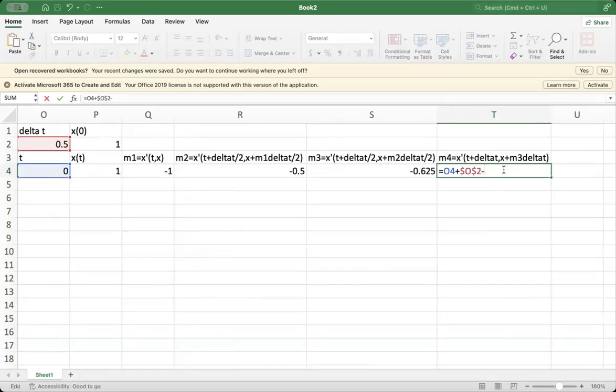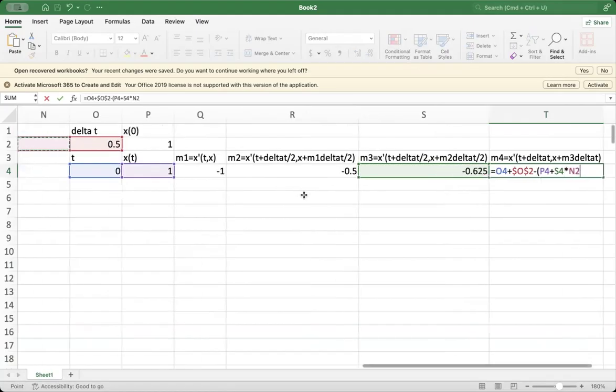Anyways, so what's this going to be? Our t is this value, plus delta t is that value. And again, because that one's not going to change, I'm going to put dollar signs on that. And then minus, and now I have to do x plus M3 delta t, where x is where we're starting at, and then plus M3. M3 is that value times delta t. And again, I need to put a dollar sign on that. And then that should give us the approximation of the slope at the end.